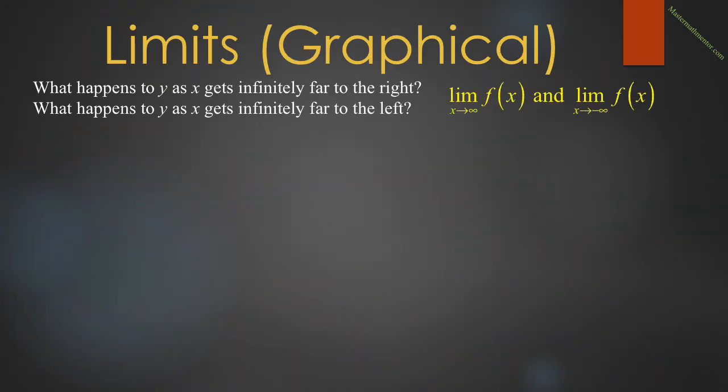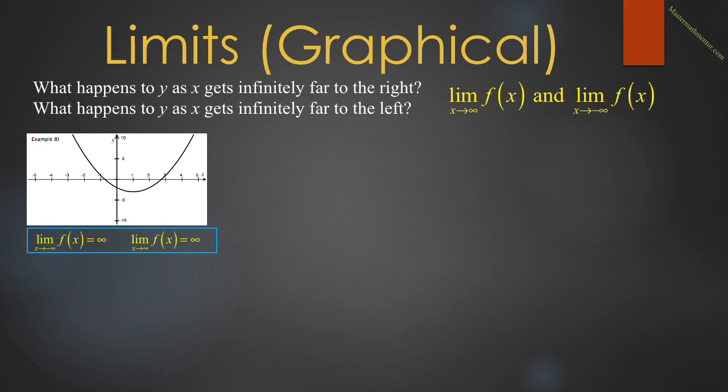One final aspect of limits is to determine what happens to y as x gets infinitely far to the right, or what happens to y as x gets infinitely far to the left. We describe this in limit notation with the limit of f of x as x approaches infinity, or the limit of f of x as x approaches negative infinity.